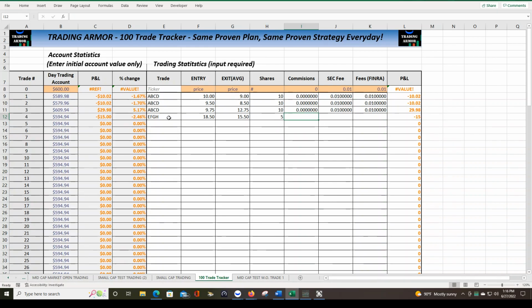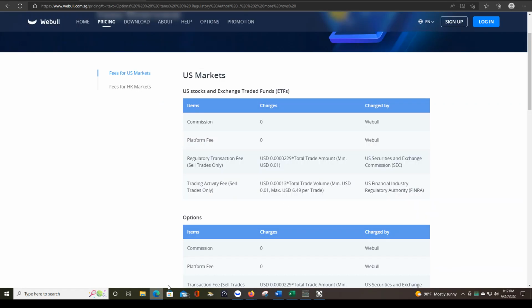Now the commissions and fees, if you don't know what the commission and fees are for your broker, I would just Google your broker and the word fees. So if I Google Webull fees and commissions, this is what comes up. And you can see that there are no commissions, the fees are 0. And 99% of the time for newer traders, this is what you're going to be charged as far as the fees, is 1 cent every time you hit that sell button, no matter how many shares you have.